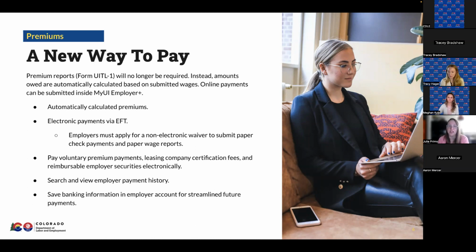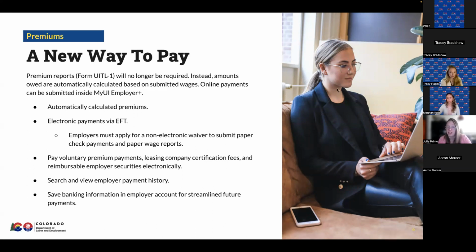Leasing company certification fees and reimbursable employer securities, all electronically right there in the system. You can also search and view employer payment history. So you'll have access to all of the history on your account, plus what is owed, to see everything historically for the last 5 years plus the current year.